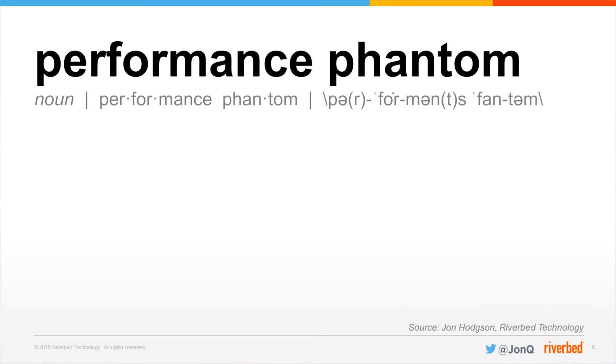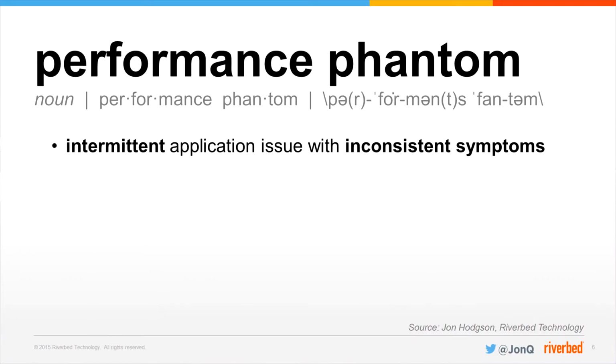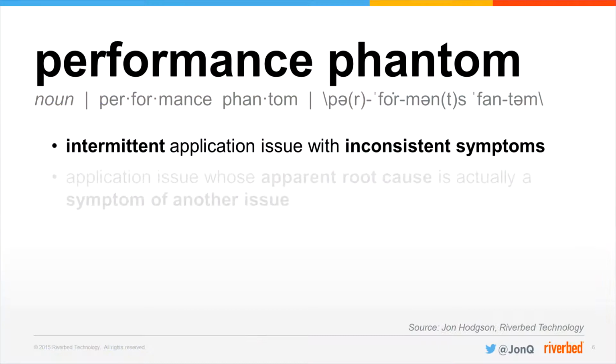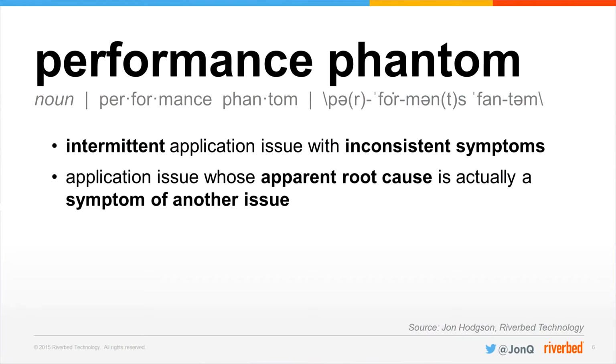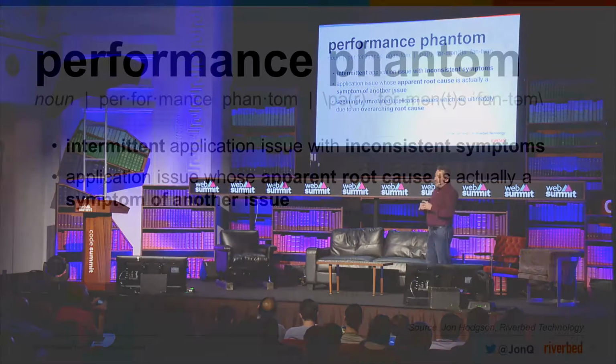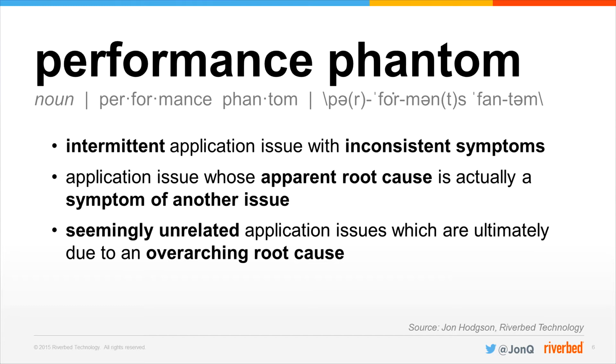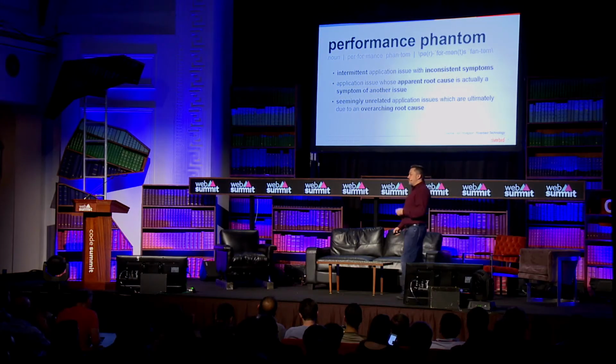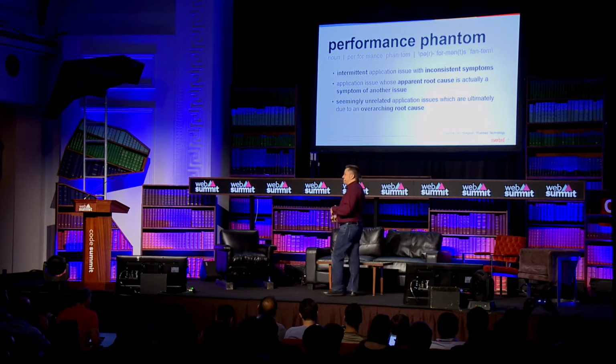So how this ties into our jobs as developers and performance analysts: this term, performance phantom, is my term, which describes intermittent application issues which have inconsistent symptoms. And that word inconsistent is critical. These are issues where the apparent root cause actually winds up, once you've figured it out, to be a symptom of another issue, and a seemingly unrelated set of application issues which ultimately are due to an overarching root cause. So it looks like many different things, but in fact, it's actually one common thing.